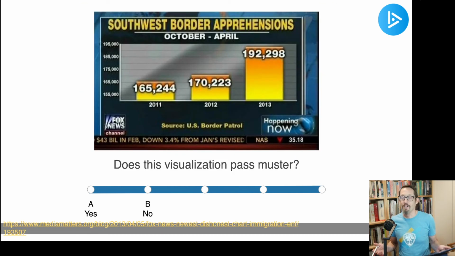Okay, and here's another example, also on a news program, shock of shocks, where there's something misleading. All right, so the unrooted graph phenomenon starts at 155,000 there, which again makes potentially small changes compared to the numbers involved look much, much bigger than they actually are.